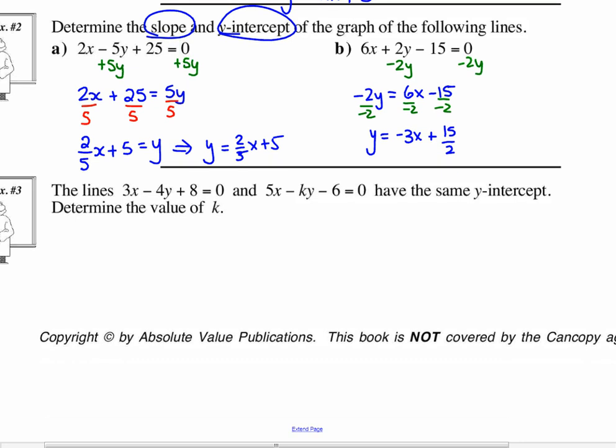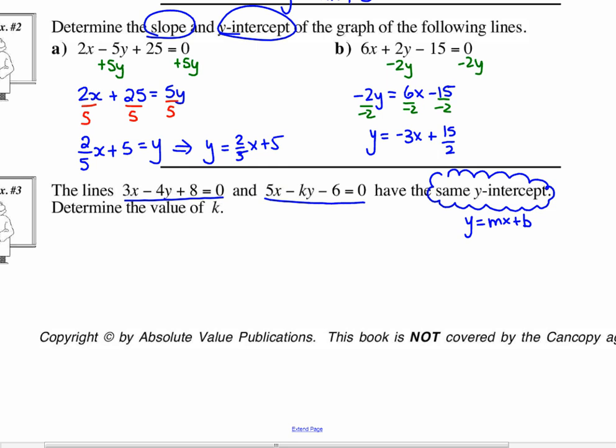All right. Should we do this one? Yeah, let's do it. The lines 3x minus 4y plus 8 equals 0, and 5x minus ky minus 6 equals 0 have the same y-intercept. So in order to see the y-intercepts, what form does it have to be in? y equals mx plus b. So I would like you to start and make this first equation in y equals mx plus b. If you finish early and are feeling brave, make the other equation in y equals mx plus b as well.